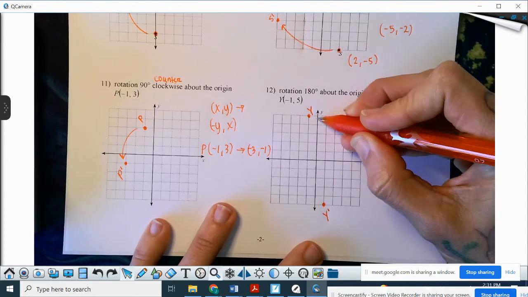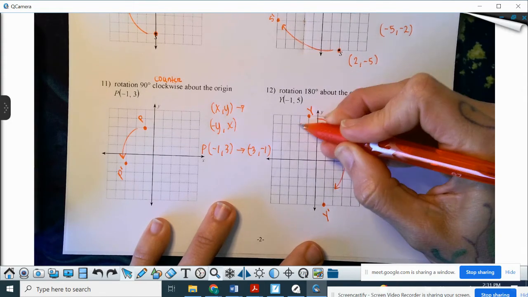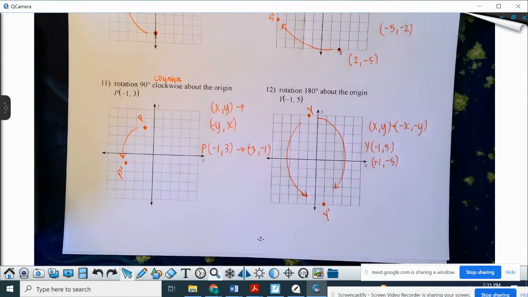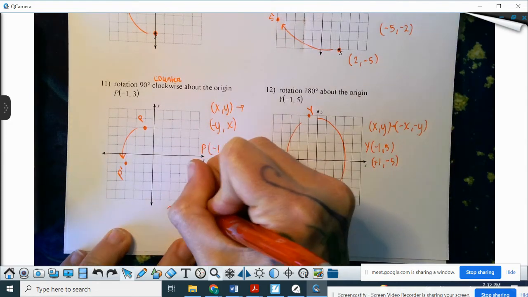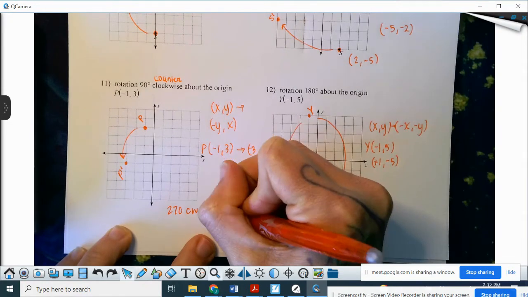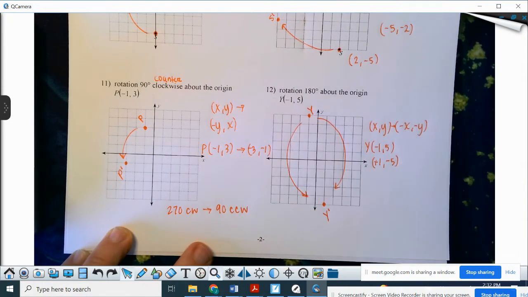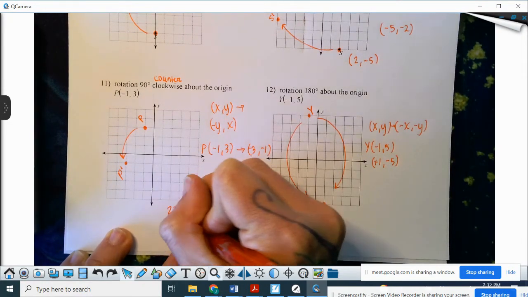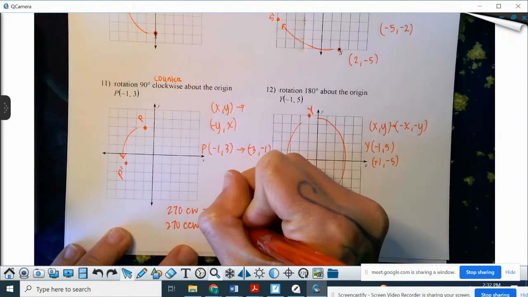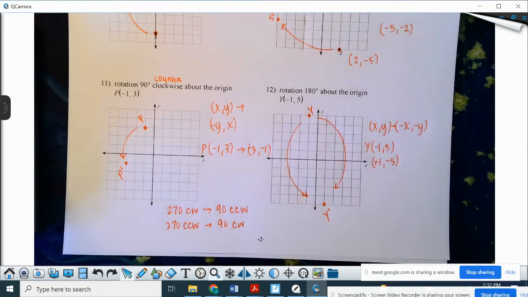And that's a 180 this way. It's also 180 this way. Also a good call out as far as your 90 degrees clockwise and counterclockwise, you will also run into 270 because a full circle is 360. So 270 clockwise is the same thing as 90 counterclockwise. And 270 counterclockwise is the same thing as 90 clockwise because it comes around and hits the same place.